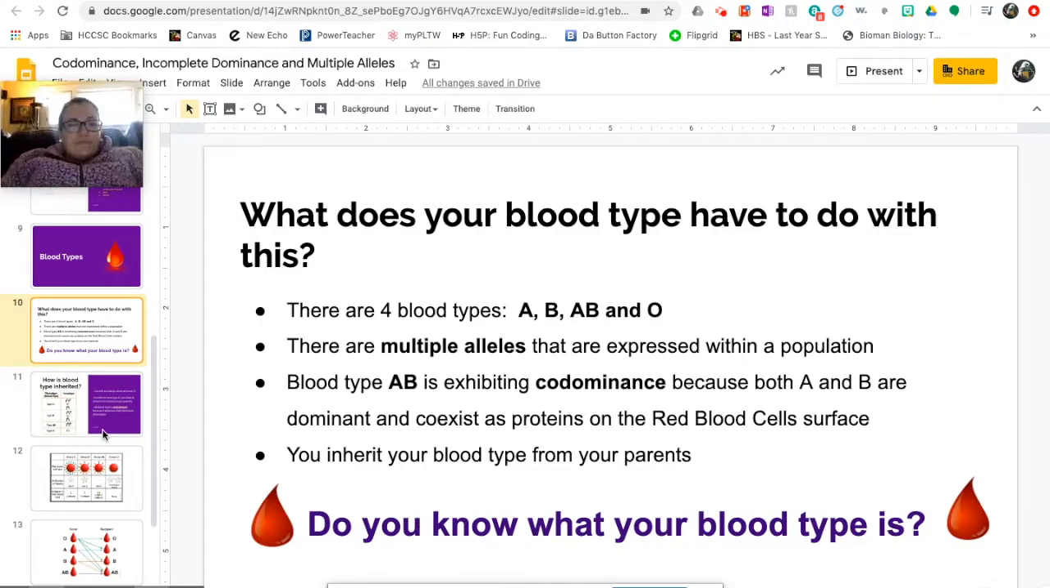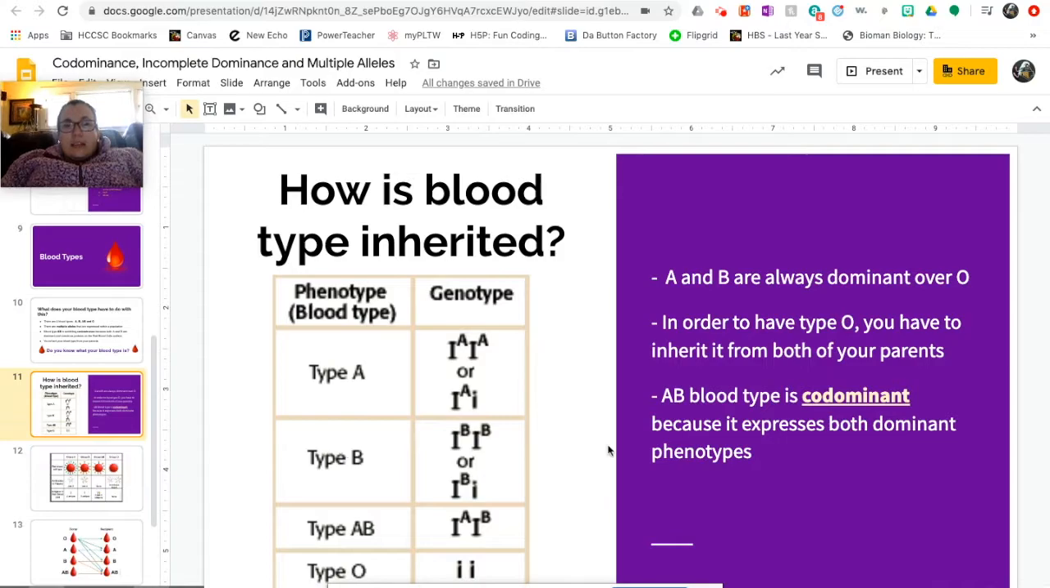Let's talk about how blood type is inherited. For the genotype for blood types, if you're type A, you can be AA or AO. Type O has no proteins on the surface of the red blood cell. It is just a completely plain red blood cell. That's why they use these little i's down here. If you are type AO, they represent the genotype by I, big A, and then a little i.